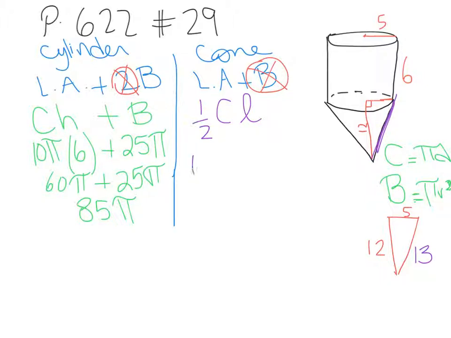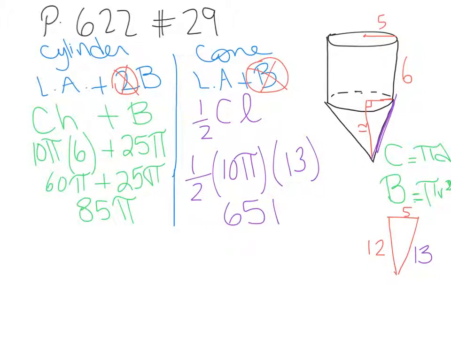Okay, so I have half of the circumference. Again, the circumference is 10 pi times the slant height, which is 13. And that will give you 65 pi. Half of 10 is 5, times 13 is 65.